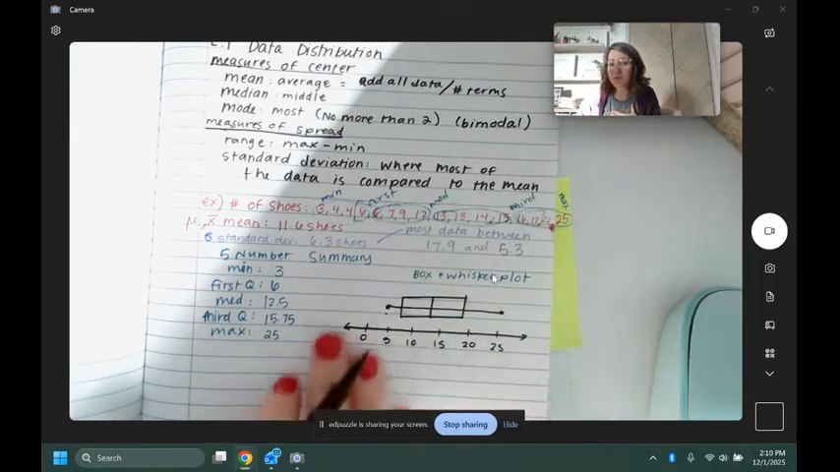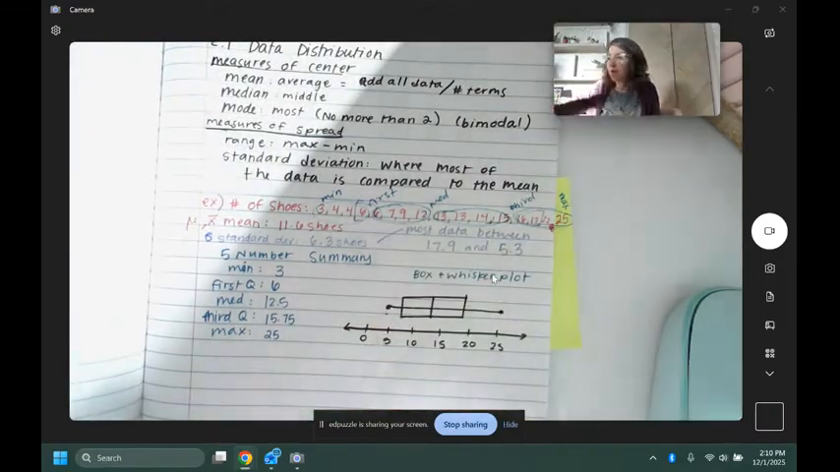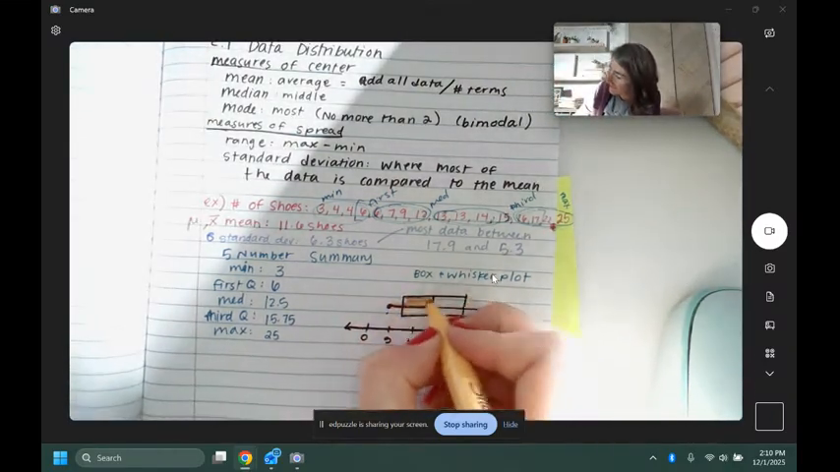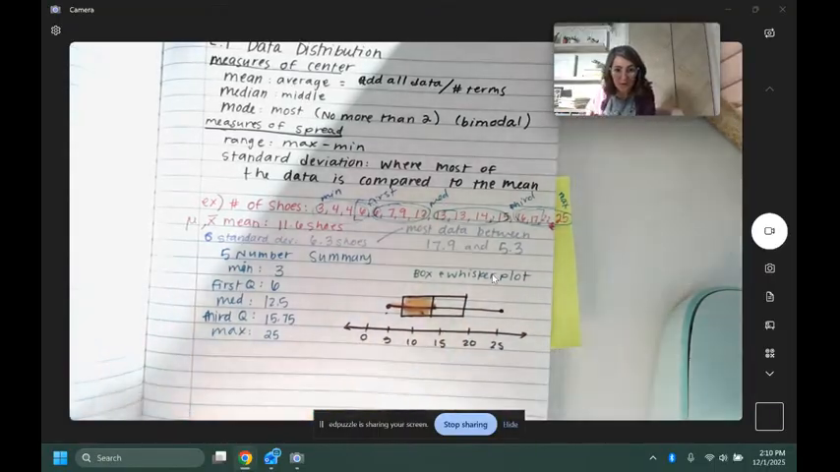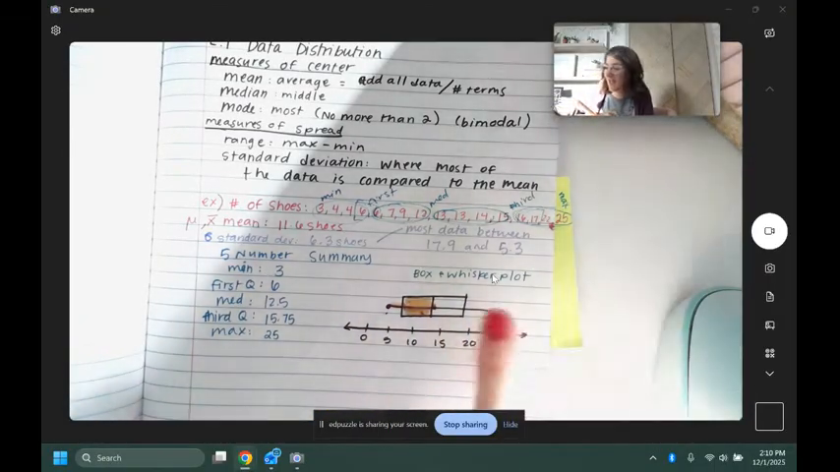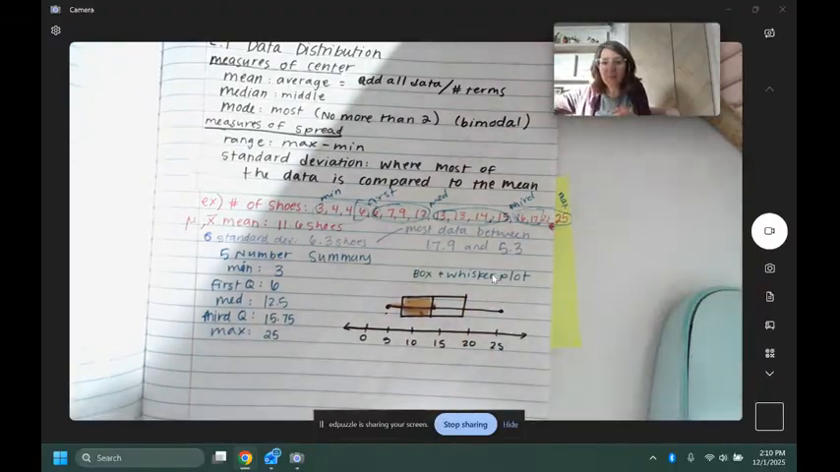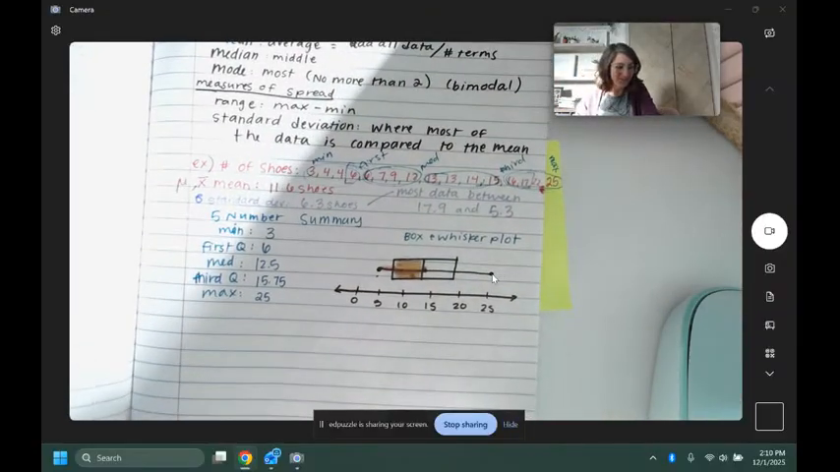This shows the spread. Where is the data? I like the visuals of half of the data being over here below 12.5 and half of the data above it. So you could say things like that. Where is the data? Okay.